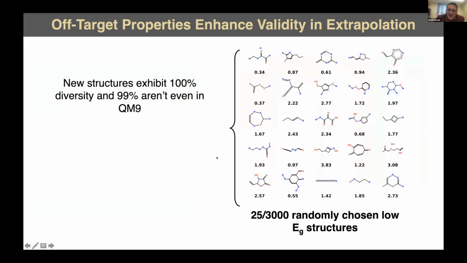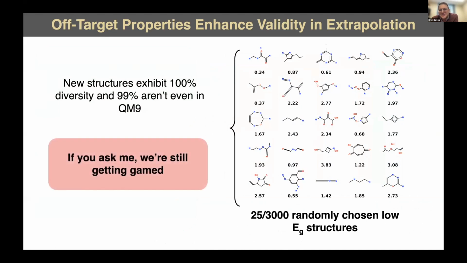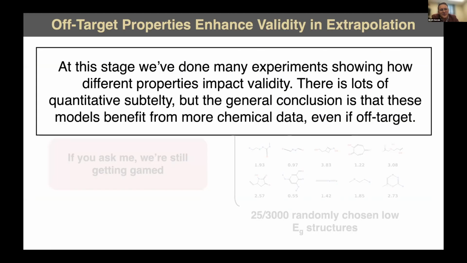If we look at the structures though, so great, 100% diversity, 99% aren't even in QM9. Here's 25 examples. If you ask me, I think we're still getting gamed here, okay? Some of these don't look too egregious, but some of these structures, these low band gap structures, don't look like they're particularly simple or particularly synthesizable. So the model is meeting our criteria. These are all validated at the DFT level, these structures and these band gaps, but it still isn't getting at what we would think about when we talk about realism.